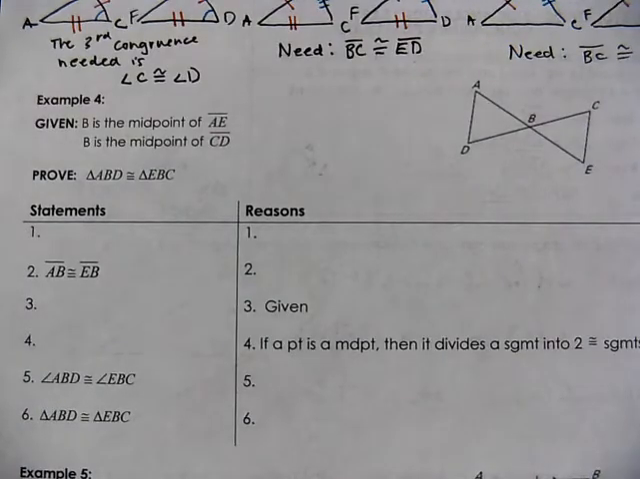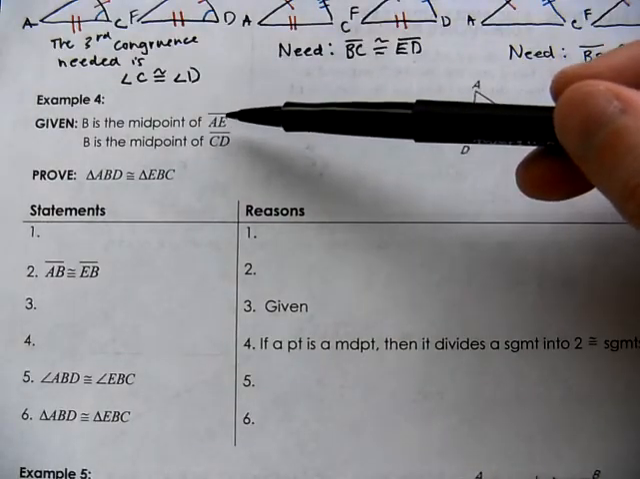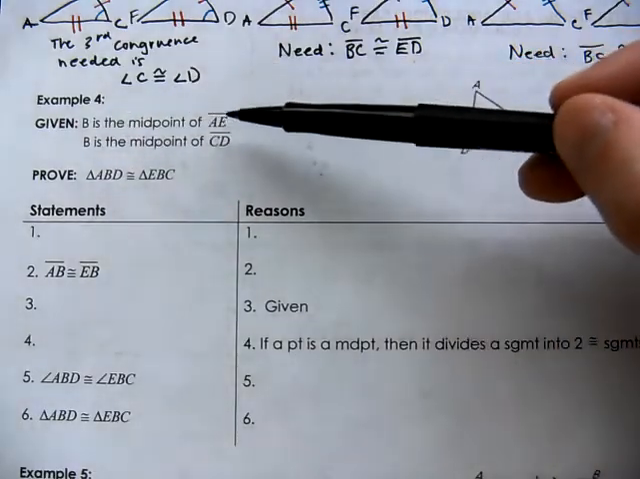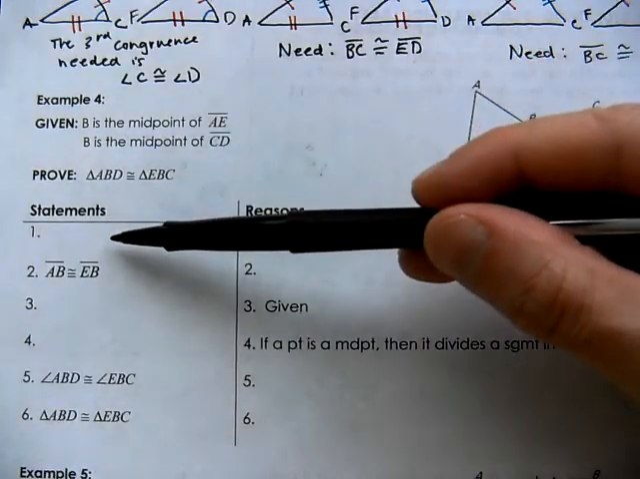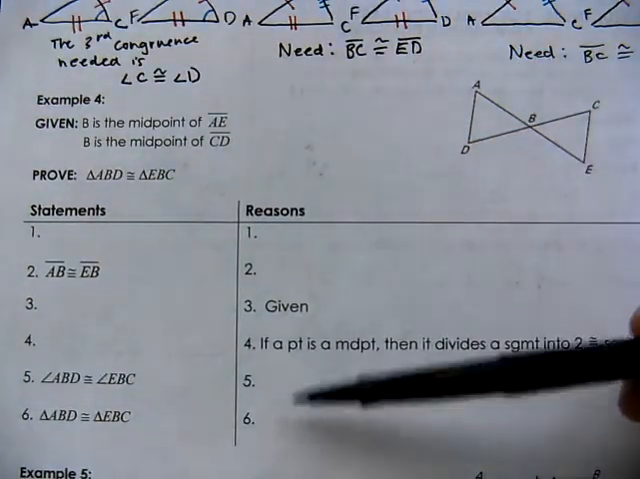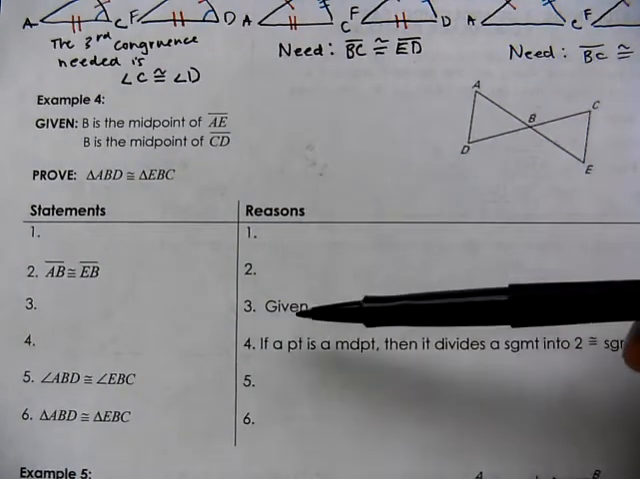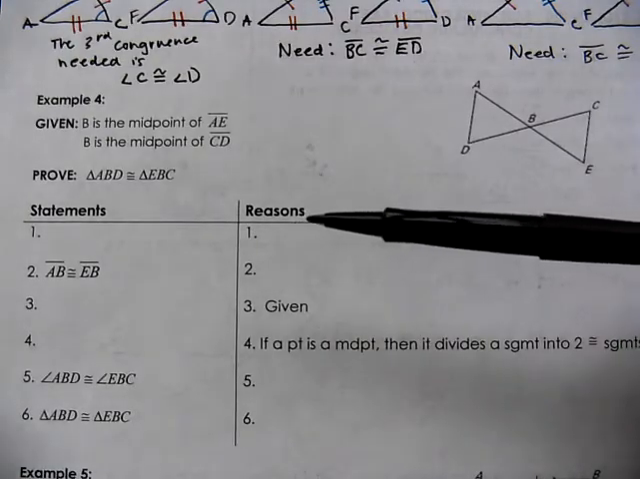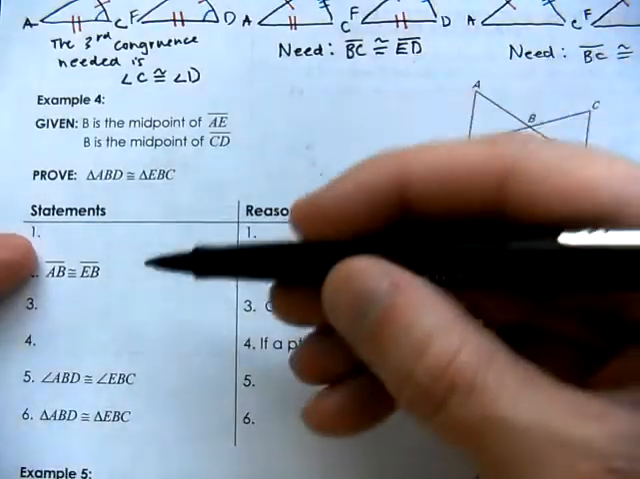Alright, here we have 2 given statements, and you can see that they are essentially the same concept, that we're talking about a midpoint. B is a midpoint of AE and B is a midpoint of CD. We could put both of them here on line 1, but if you take a quick glance down the reason side, you see we're splitting them up so that we'll have one on line 1 and the other on line 3. Okay? So, which one should I put here?